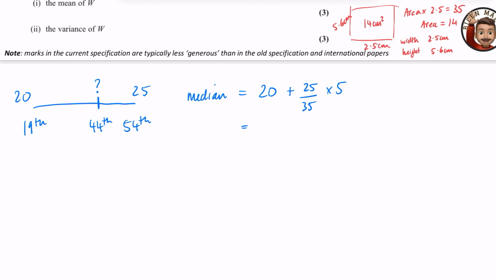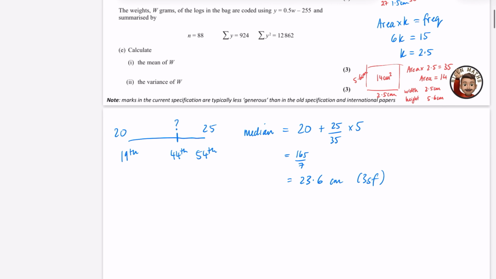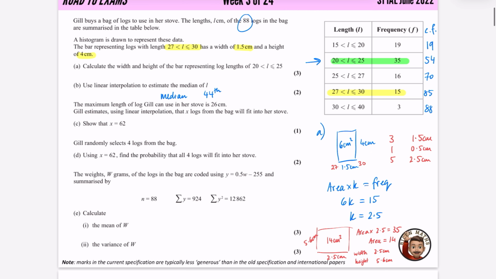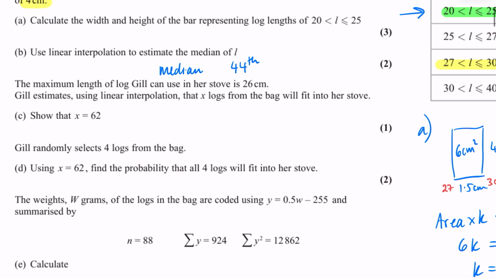I got 165 over 7, but to be honest, I'm going to round the 165 over 7 to 3 significant figures, so that's 23.6, and it is centimetres for this, and I've said that that is to 3 significant figures for this one, okay? It then says the maximum length of log that Jill can use in her stove is 26 centimetres.